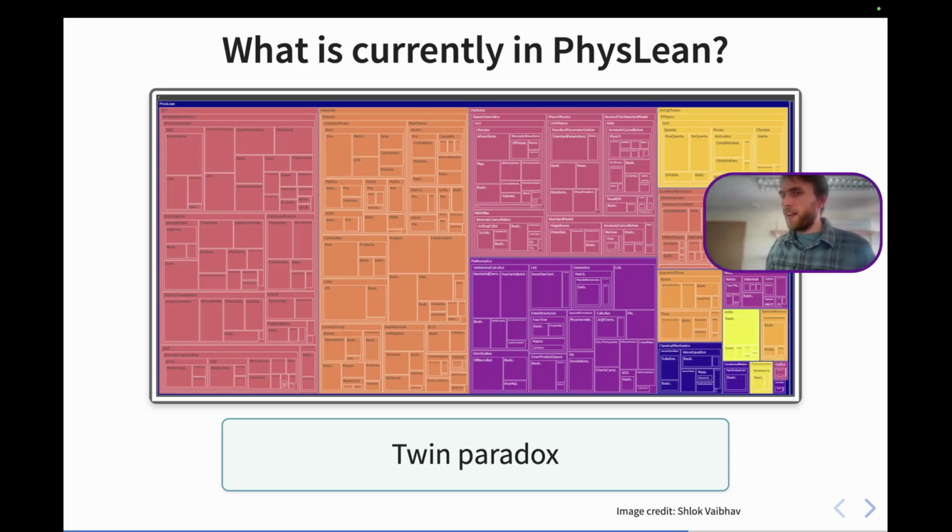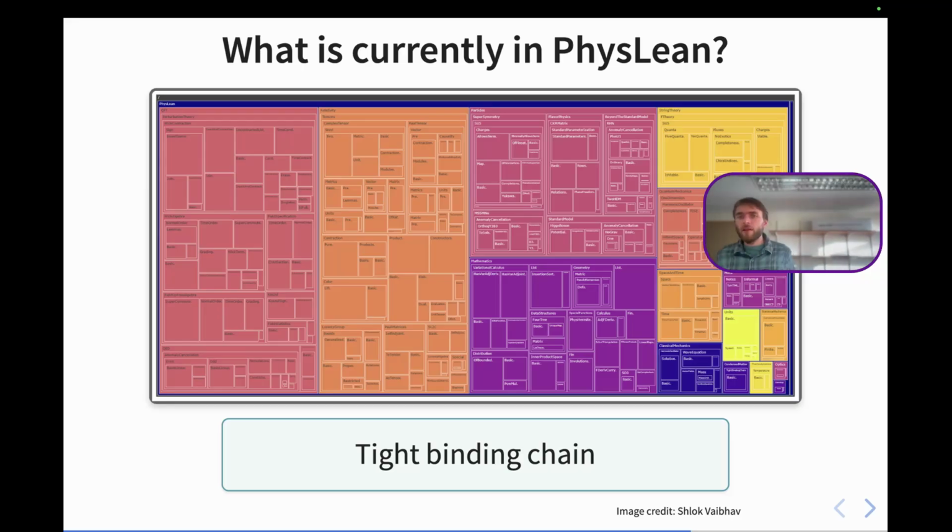One goes off in a weird non-straight line direction and one just kind of stays still. And the person that's gone on a weird path, where they meet again, will have aged less than the person that has stood still. We've got the tight binding chain. This probably may have come across in condensed matter physics. High dimensional versions of this are sometimes used to approximate graphene.